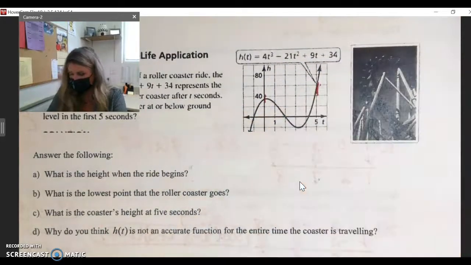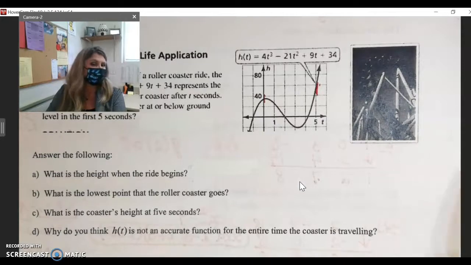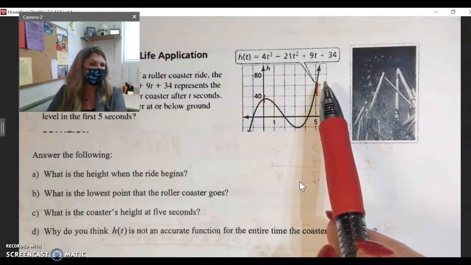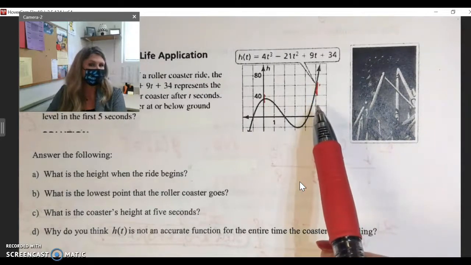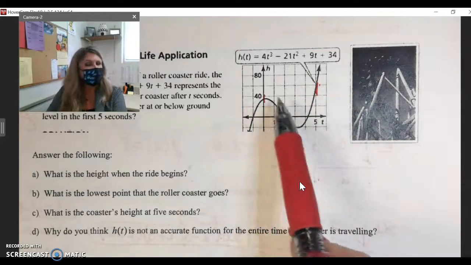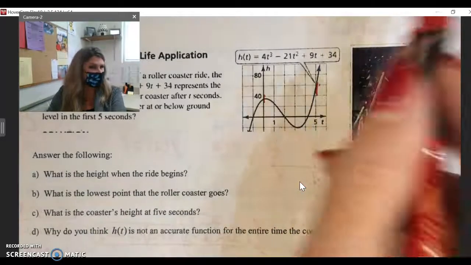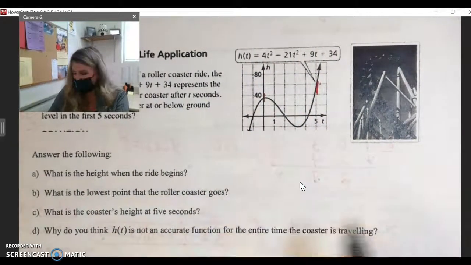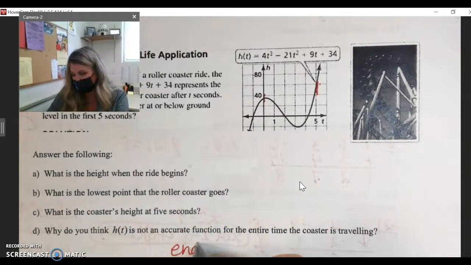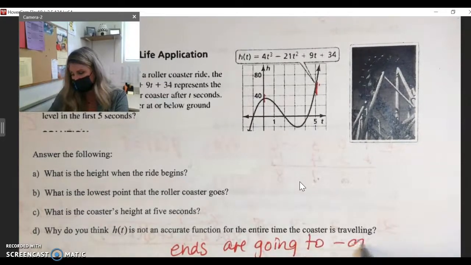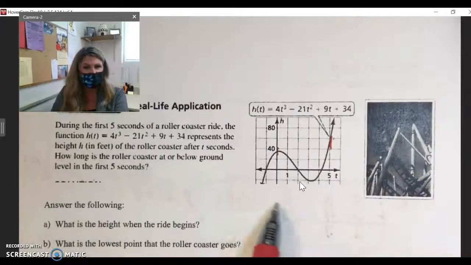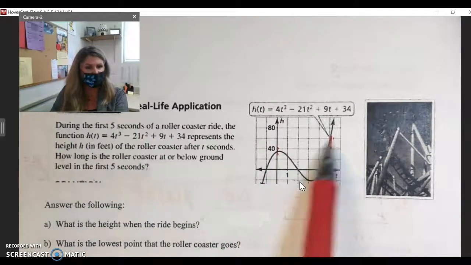Because according to this function, the roller coaster will at the start have gone down forever, and then afterwards at x equals 5, it'll be going upwards forever. Right, and that doesn't make sense. I don't want to be on any roller coaster that goes up to infinity. It doesn't sound fun. So the ends are going to negative infinity and positive infinity. So that's the reason why it's not accurate for the entire ride. So it's telling us that it's only accurate for the first 5 seconds.